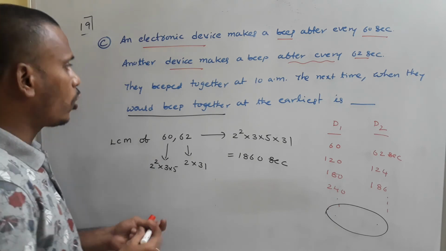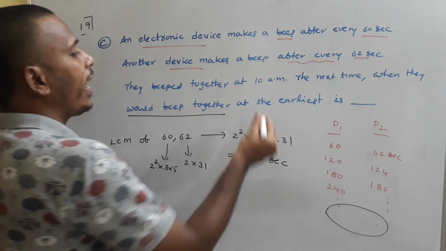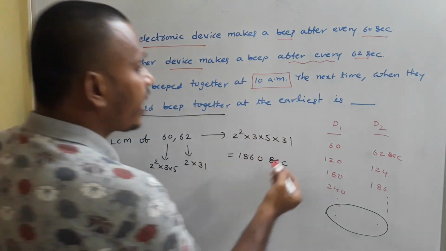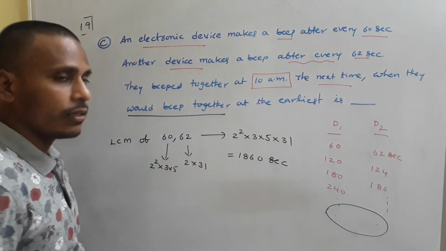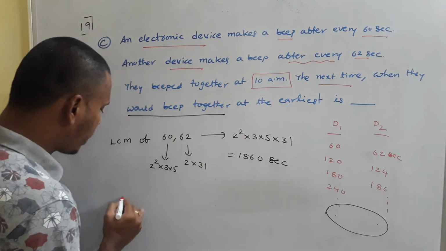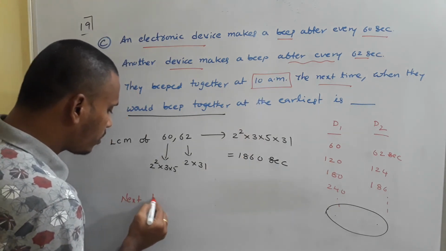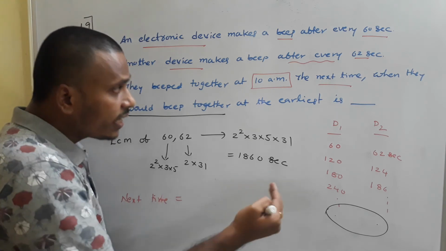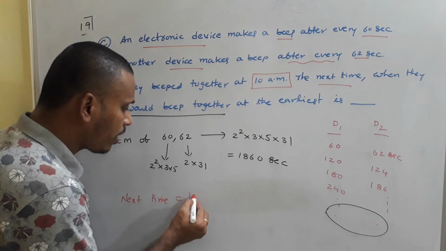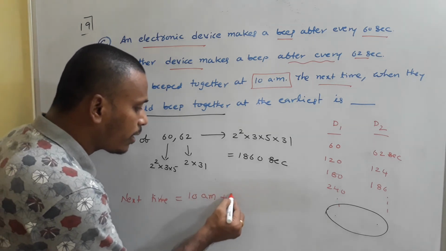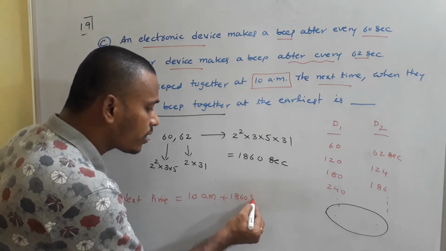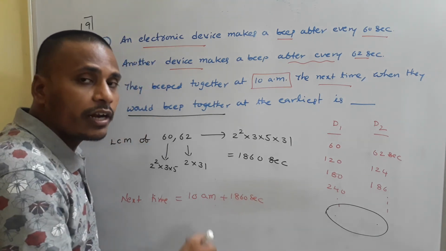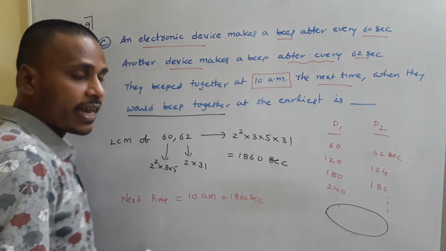Now read out the question. They beep together at 10 a.m. The next time they beep together, we need to think about the earliest time, and that is simply 10 a.m. plus 1860 seconds. You need to convert these seconds into minutes and hours to mention the exact time.